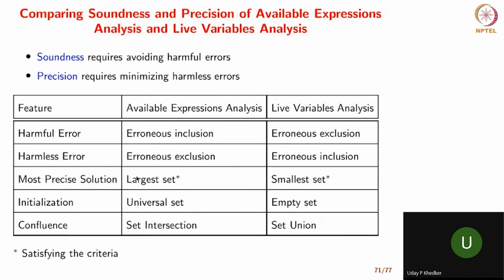The most precise solution is the largest set satisfying the criteria of availability. Here, it is the smallest set satisfying the criteria of liveness. The initialization is the universal set here, and there the initialization is the empty set. The confluence, or the meet operation, or the way we combine the information, is intersection in case of available expressions analysis, and union in case of live variables analysis. So you can see that they are actually duals of each other. They might seem to be doing something very different, but they are really duals of each other.